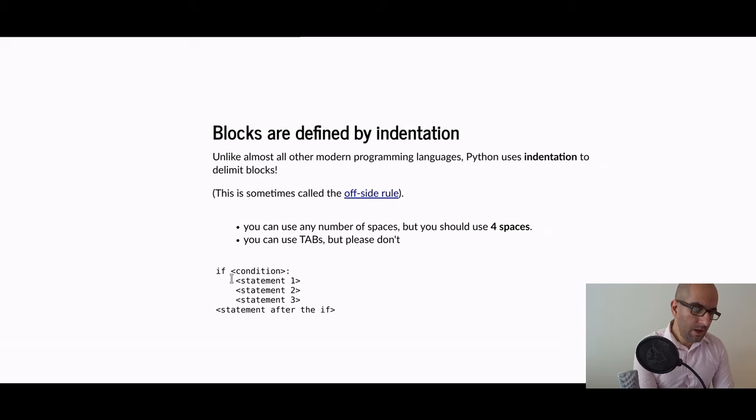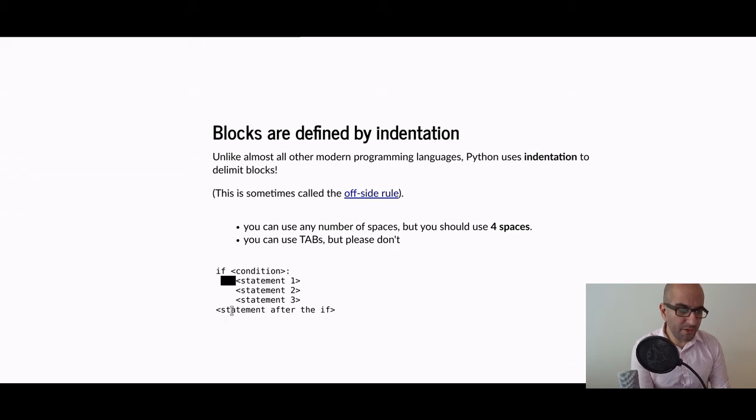Python is a little bit unique, maybe not amongst all programming languages, but at least amongst the most widely used ones, in that it uses indentation to delimit blocks. This is also sometimes called the offside rule. So if you have a statement like an if statement, colon, and then here we have 4 spaces, statement 1, 4 spaces, statement 2, 3. All of these statements that are indented constitute the block.